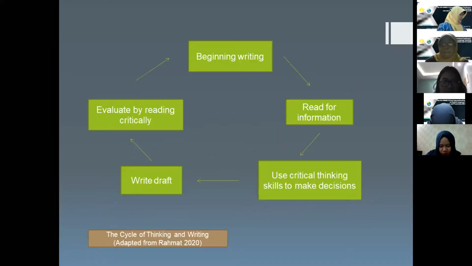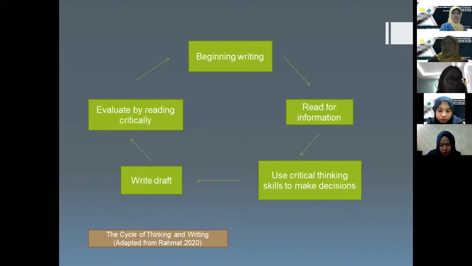This is the cycle of thinking and writing, adapted from Rahmat. The first stage is beginning in writing. Then read: the second is reading information. Third is using critical thinking skills to make decisions. Then write a draft, and then evaluate by reading critically.